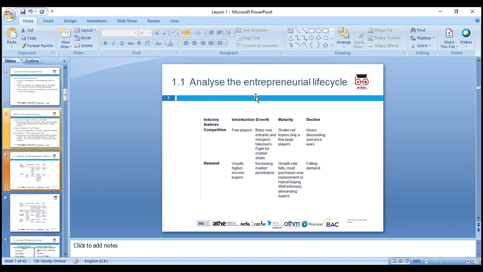So first, our assessment criteria. Anybody, any question up to now? No question? Okay, let's move forward. Analyze the entrepreneurial life cycle. So what about the entrepreneurial life cycle?